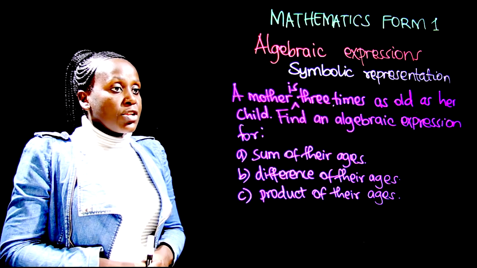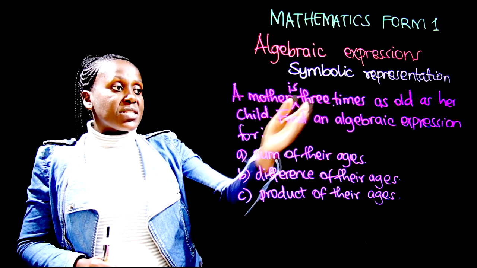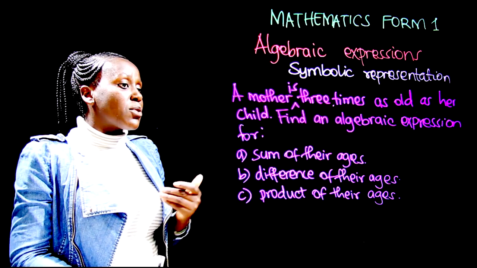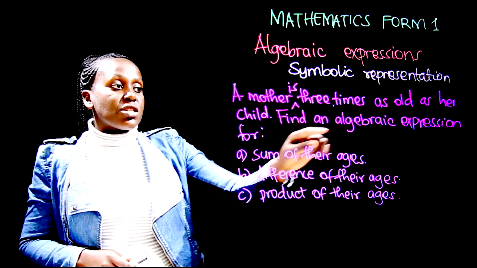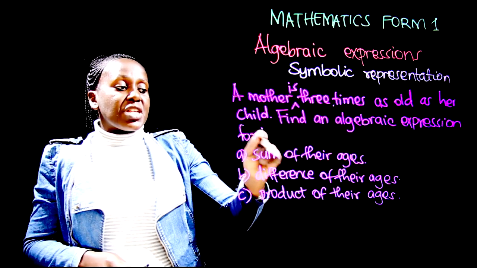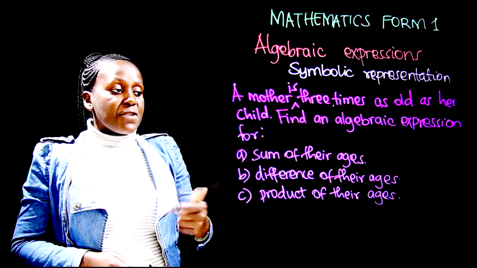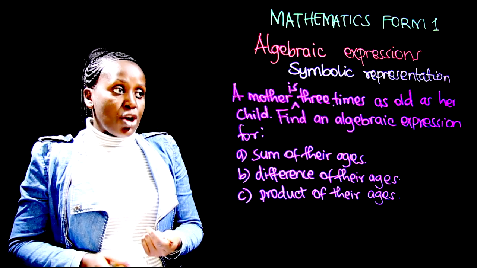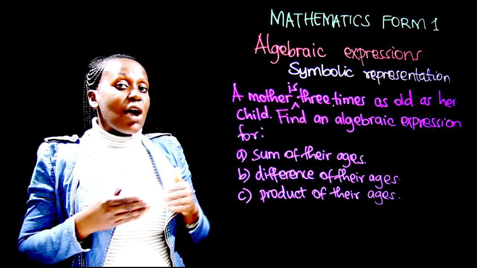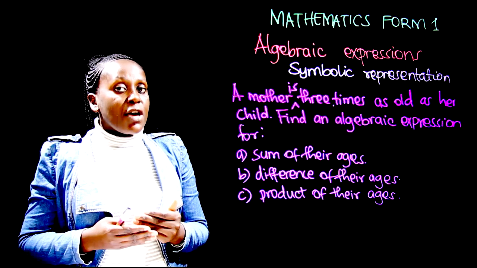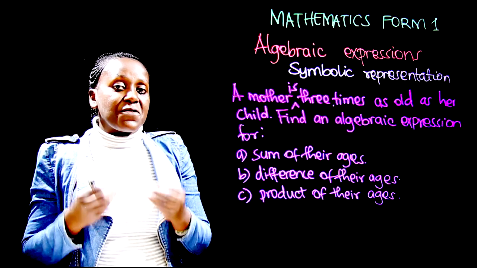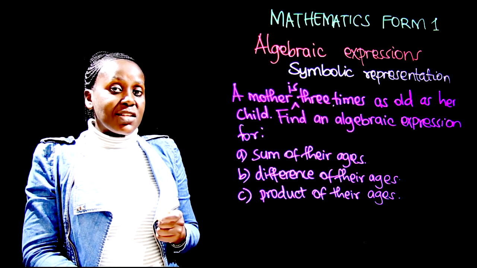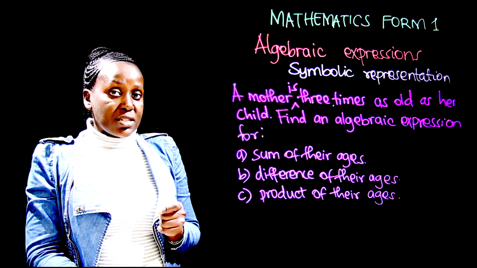In this question, we have a mother who is 3 times as old as her child. Then you are required to determine an algebraic expression for the sum of their ages, the difference of their ages, and the product of their ages. So you see, we don't know how old the child is. We also don't know the specific age of the mother. So we have to represent their ages using letters.